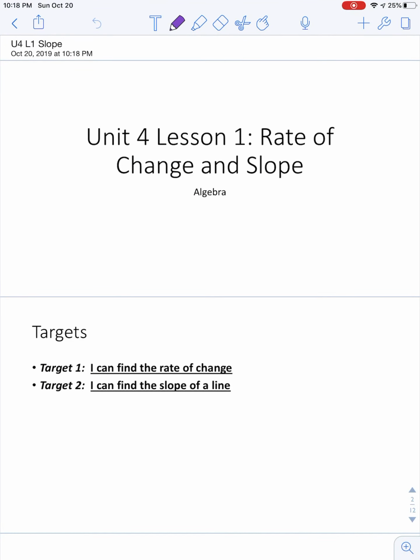Alright, this is a video recording for Unit 4, Lesson 1, which is on rate of change and slope. This unit is all about lines and graphing, and one of the most important details about a line is its slope, and that's what we're going to focus on in this lesson.